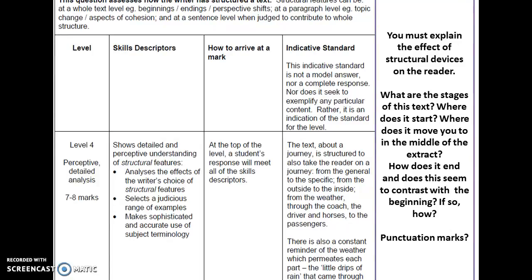Selects a judicious range of examples, so you need to use quotes from across the text, short and relevant. Makes sophisticated, accurate use of subject terminology, so you need to know what you mean by narrative, narrator. You need to know what a complex sentence is, what a compound sentence is. You need to know the difference between a semicolon and a colon, all of your punctuation marks. Okay. So structure is quite important for question number 4 as well, and that's why I'd like to spend a bit more time explaining to you what structural techniques are. So here are a few questions that you should think about as well.